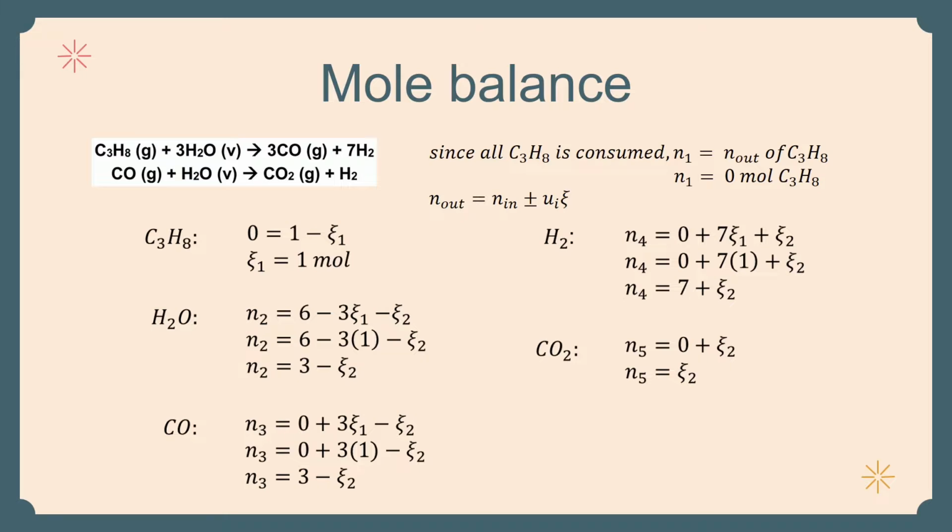For the H2O balance, N2 equals 6 minus 3 zeta 1 minus 3 zeta 2. We substitute zeta 1 that we get from the first equation, so the finalized version is N2 equals 3 minus zeta 2. It goes the same for CO, H2 and CO2. We substitute all the known values, which is zeta 1. So for CO, N3 equals 3 minus zeta 2; for the H2 balance, N4 equals 7 plus zeta 2; and for the CO2 balance, N5 equals zeta 2.